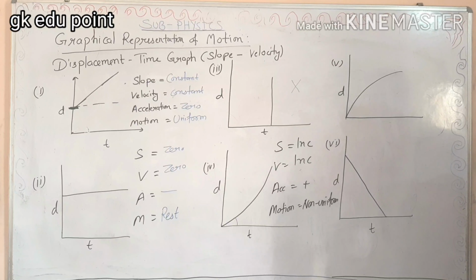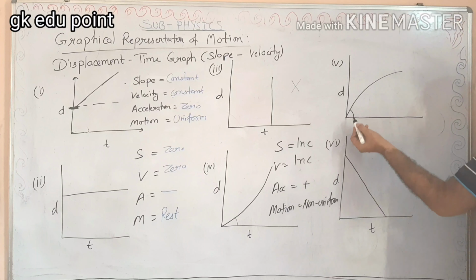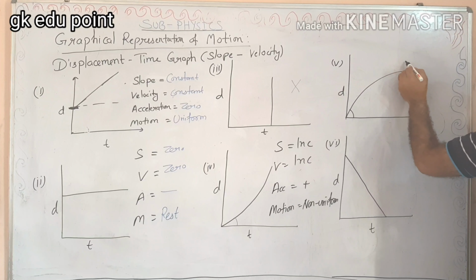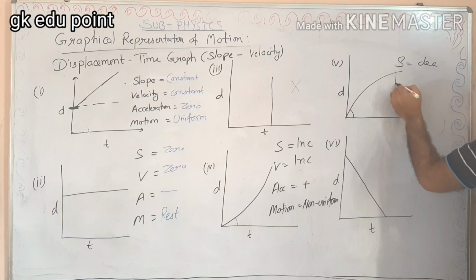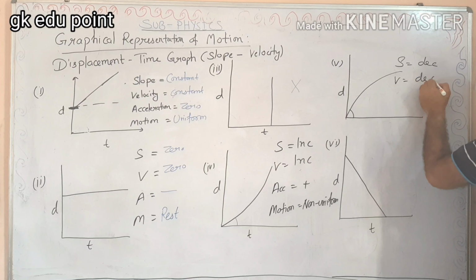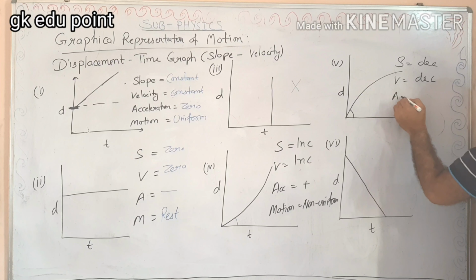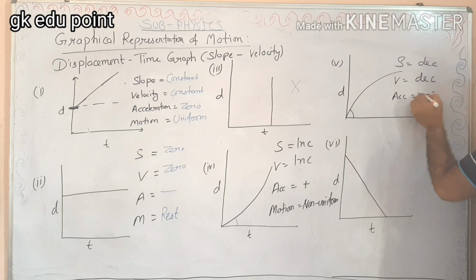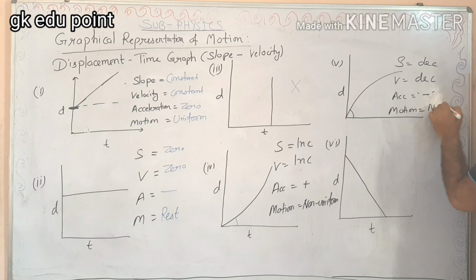When we move to the fifth graph, in the fifth graph the slope is decreasing. The slope is going downward. If the slope is decreasing, what about the velocity? Velocity is also decreasing. If velocity is decreasing, it means there is a retardation, meaning negative acceleration. And where there is acceleration, the motion will be non-uniform, definitely. I hope it is visible to you.